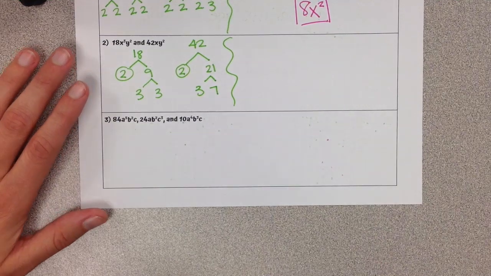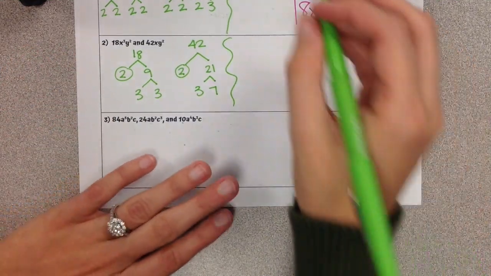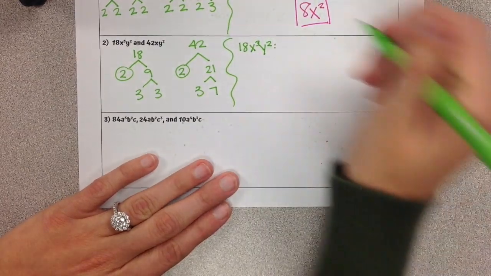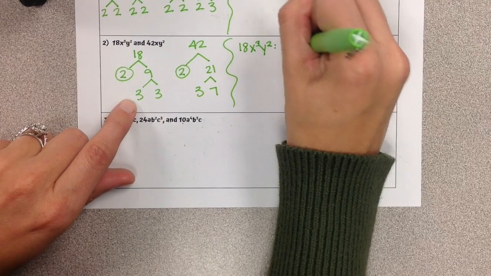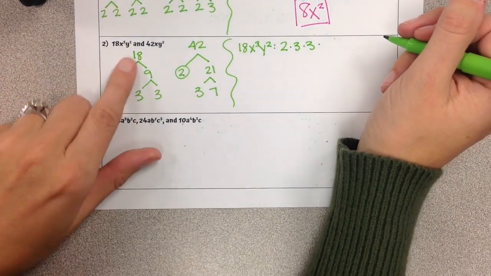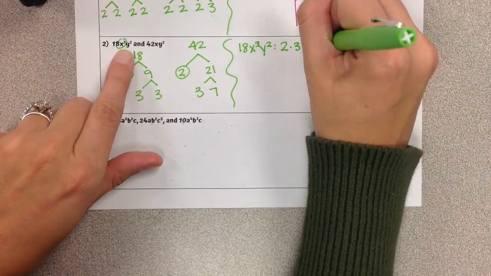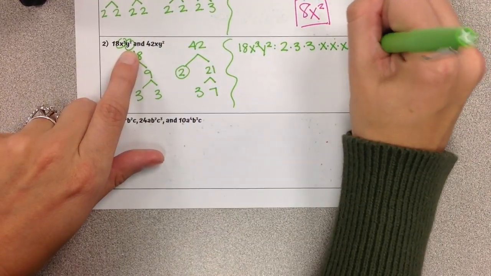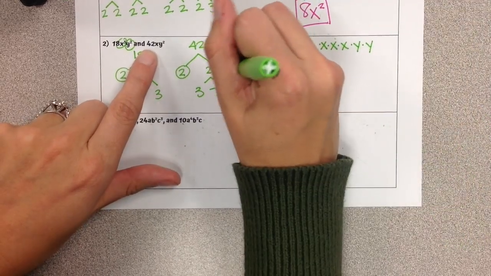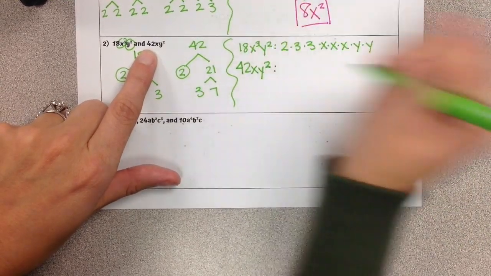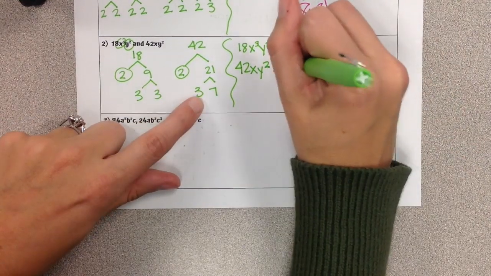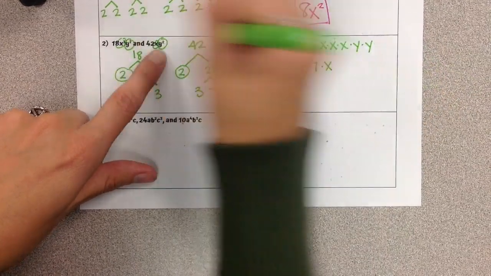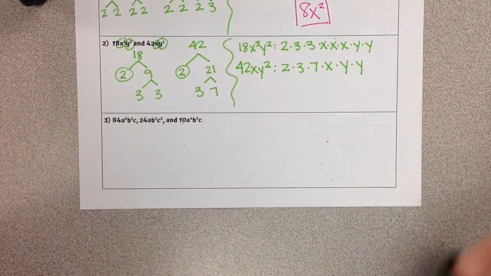21 splits into 3 and 7. Now that I have my prime factorization, I'm going to list out those factors. So for 18x cubed y squared, it is 2 times 3 times 3. But then we've got to factor in both variables. We have x to the 3rd, so 3 x's. And we have y to the 2nd, so 2 y's. For 42xy squared, we had prime factorization 2 times 3 times 7. Then we have 1 x, and we have 2 y's.